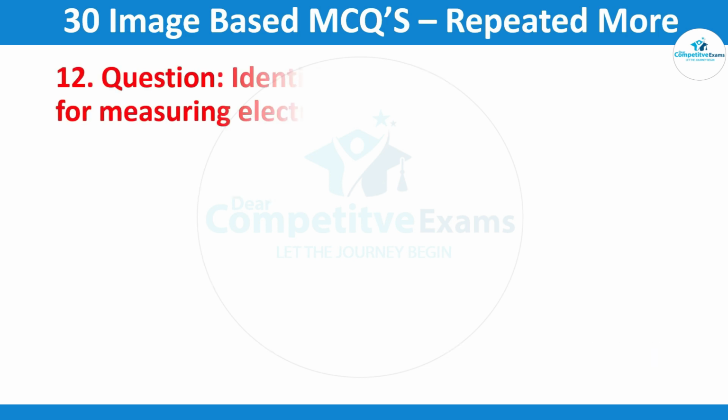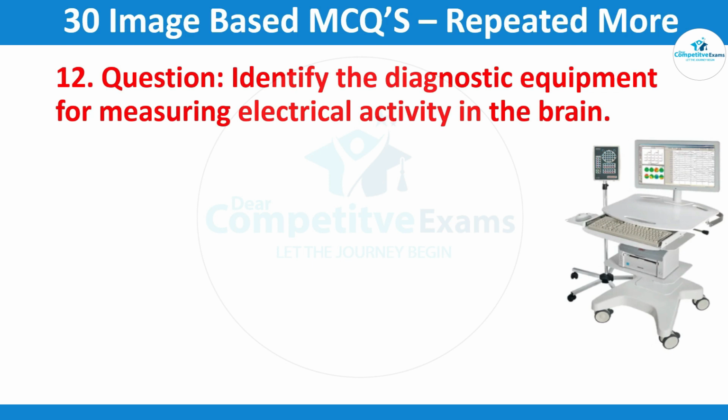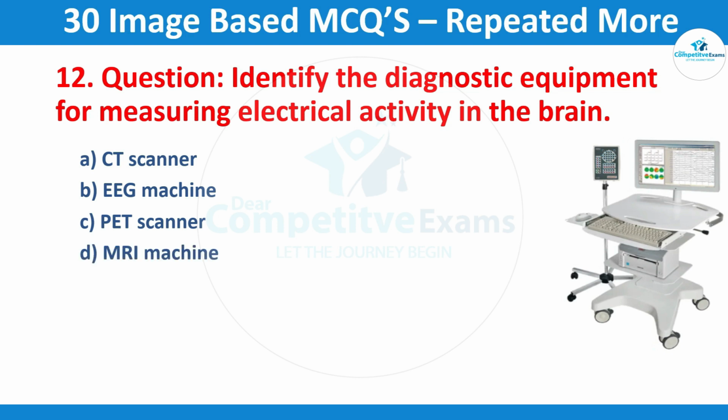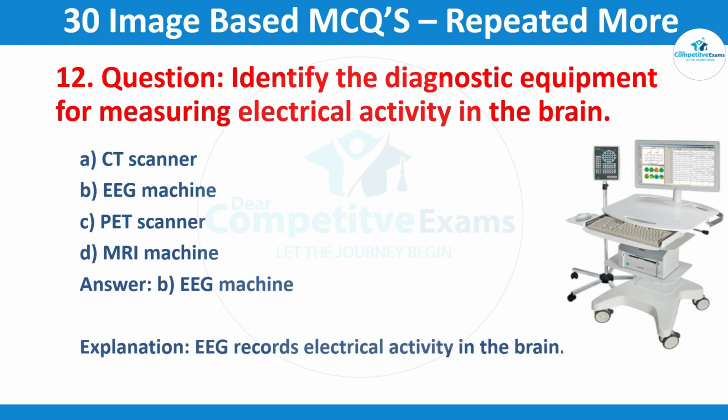Question number 12. Identify the diagnostic equipment for measuring electrical activity in the brain. Options: CT scanner, EEG machine, PET scanner, or MRI machine. The right answer, EEG machine. EEG machine records electrical activity in the brain.